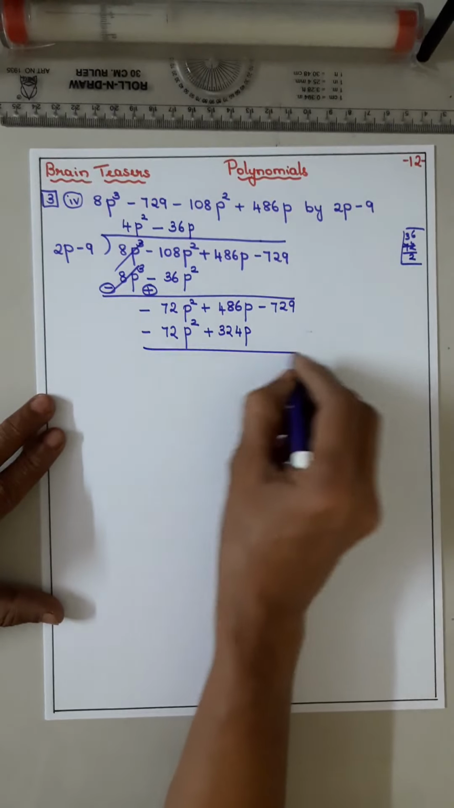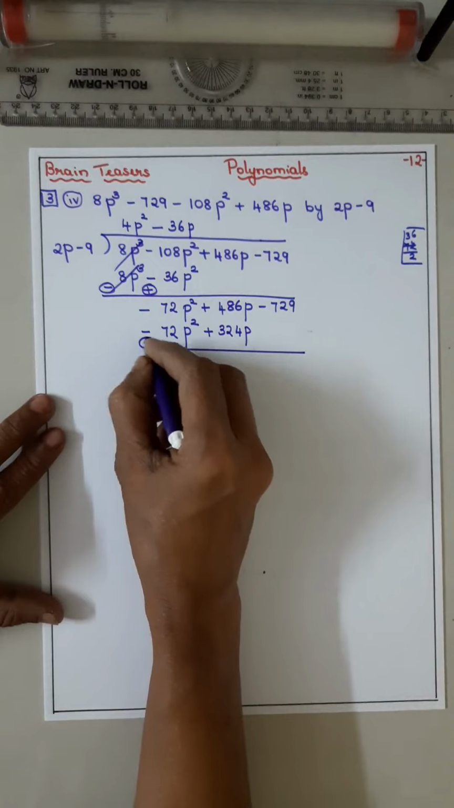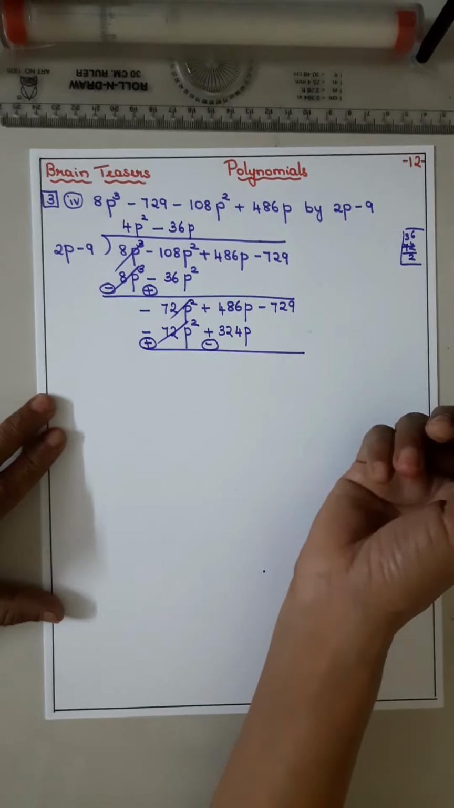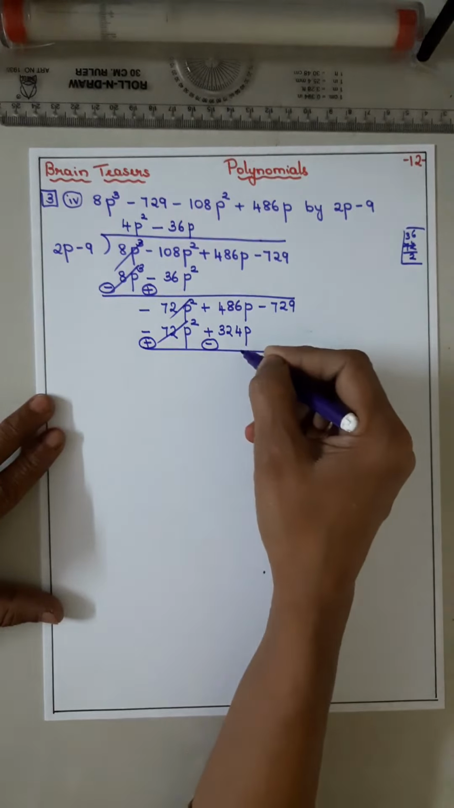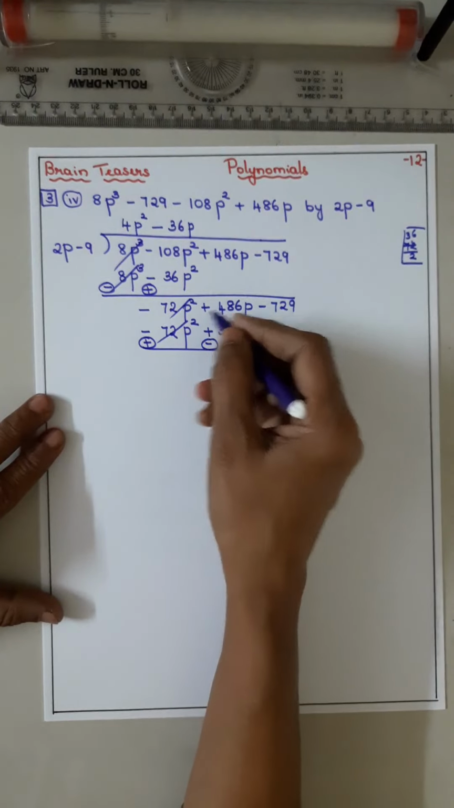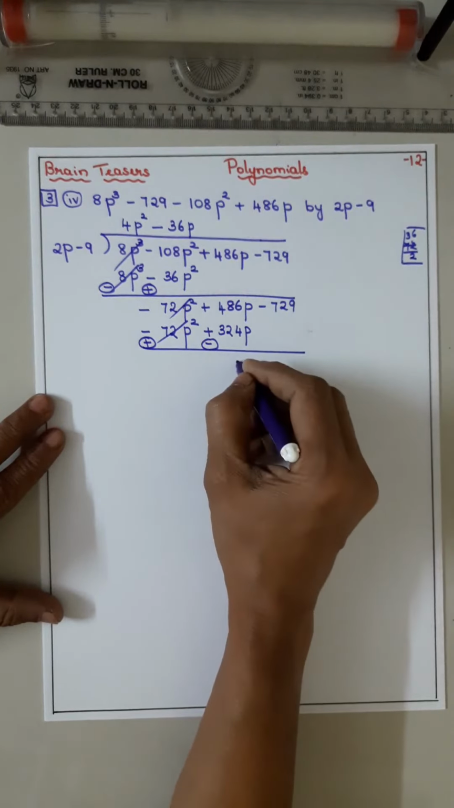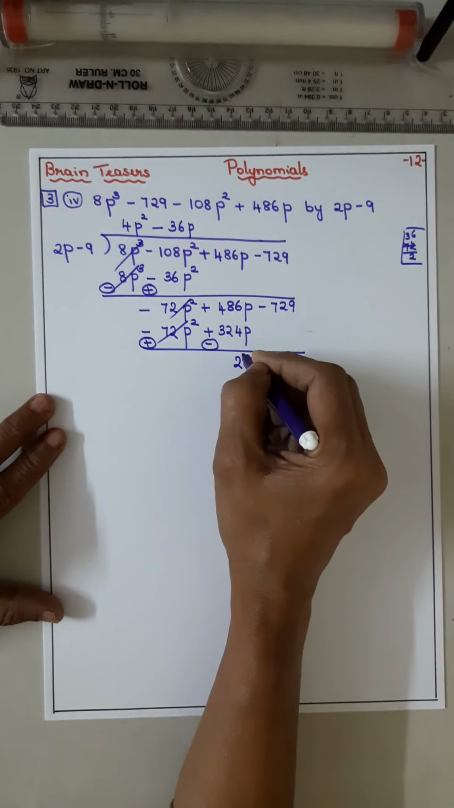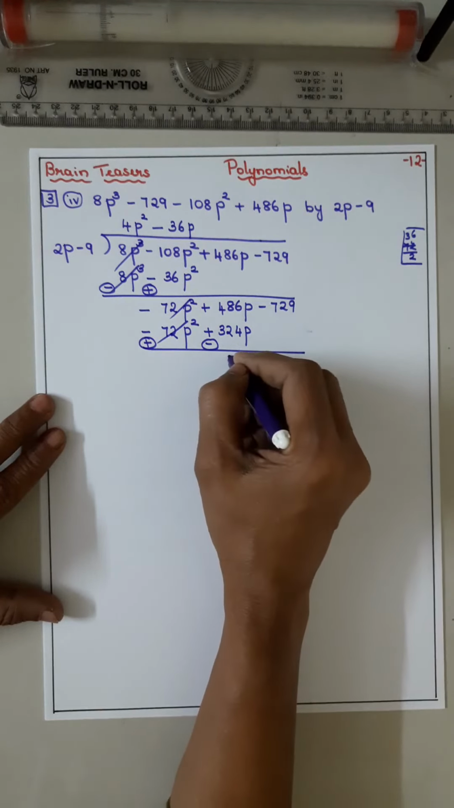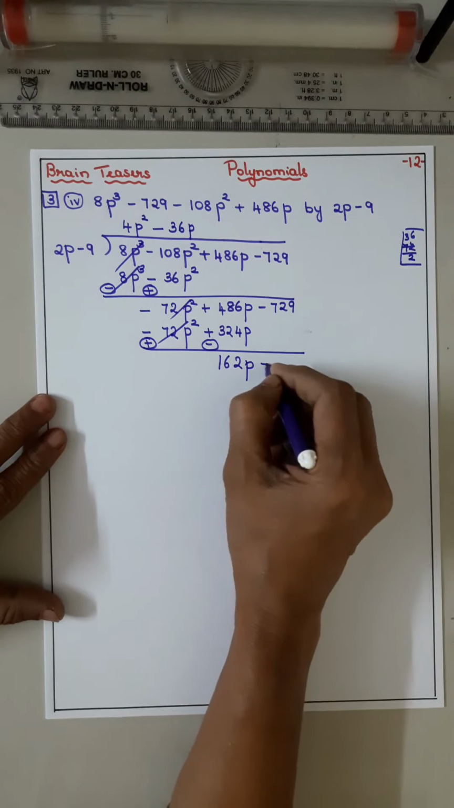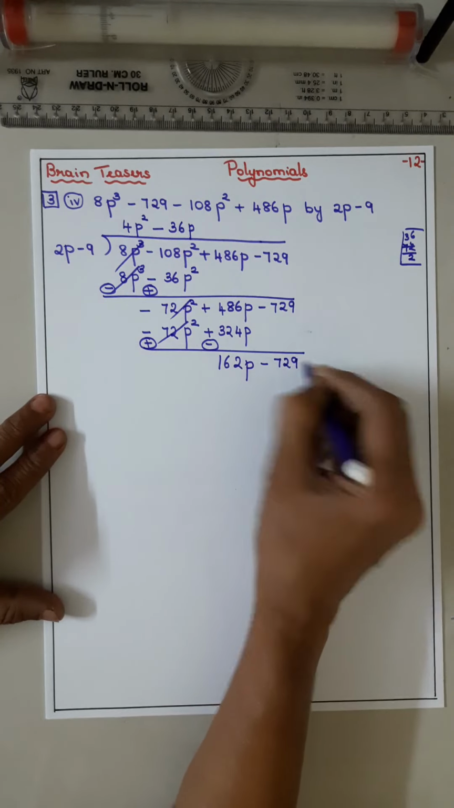Then what we have to do? Change the sign. The p squared ones get cancelled. Now here it is plus and minus. Subtract. Bigger number is positive. 6 minus 4 is 2. 8 minus 2 is 6. 4 minus 3 is 1. You got 162p minus 729.